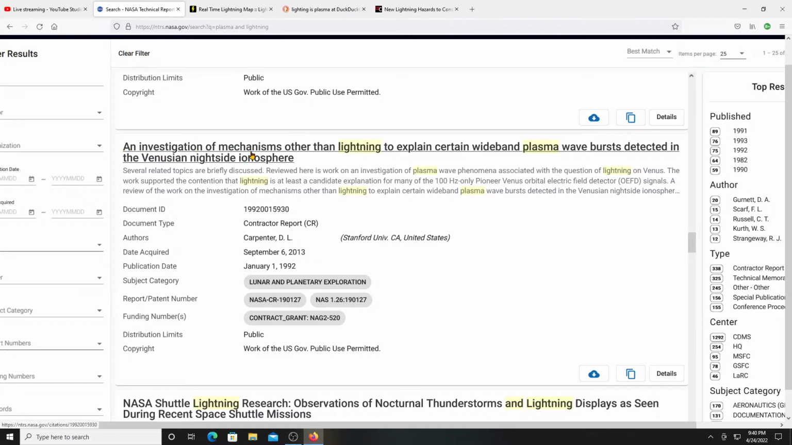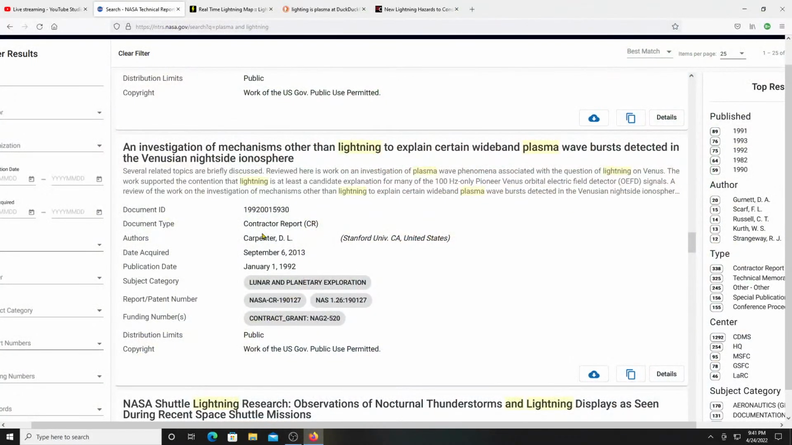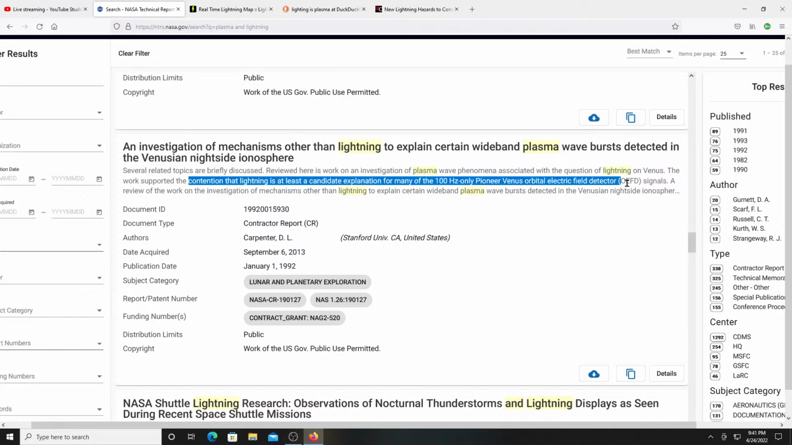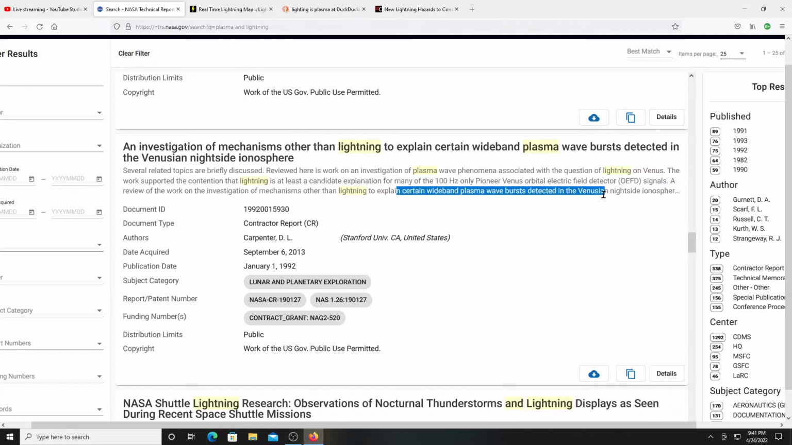Okay, look. An investigation of mechanisms other than lightning to explain certain wideband plasma wave bursts detected in the Venusian night side ionosphere. I didn't know we had a Venusian night side ionosphere. I'm getting a hot flash. So, the contention that lightning is at least a candidate explanation of 100 hertz only Pioneer Venus orbiter electric field detector signals. So they got these satellites up there detecting the lightning, and wideband plasma wave bursts detected in the ionosphere.